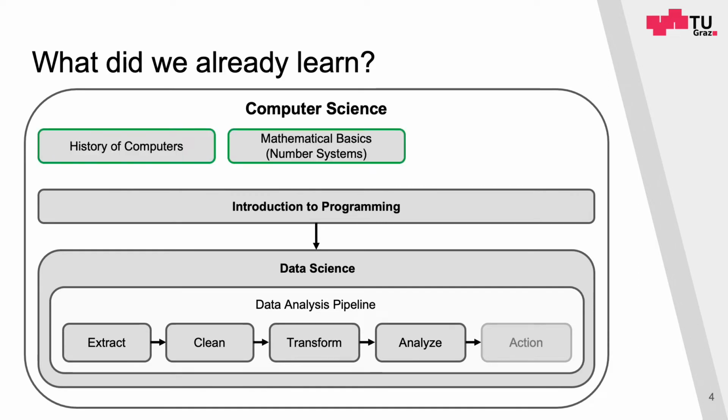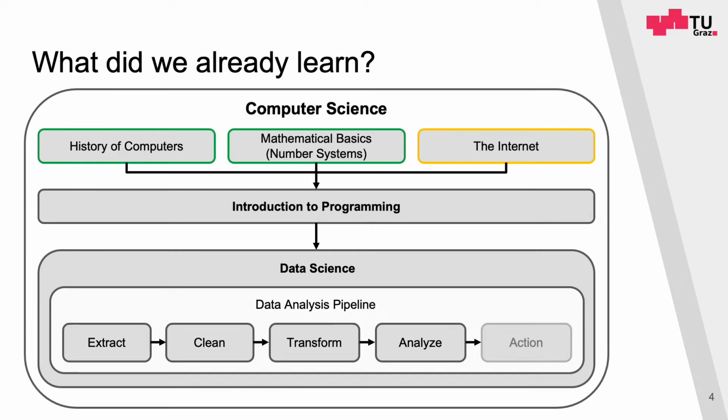In this lecture, we take one step back and take a look into the history of computers, as well as the mathematical basics, in particular number systems. And in the next lecture, we will briefly discuss some basics about the internet. Without the history of computer science and the mathematical basics, we wouldn't have been able to look at the basics of the Python programming language, which resulted from all these achievements. That said, let's take a look at the history of computers.